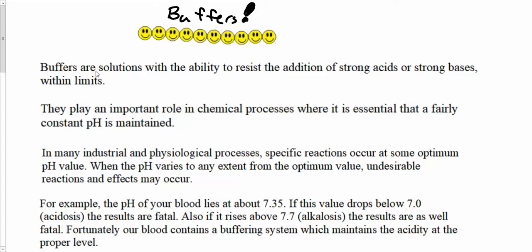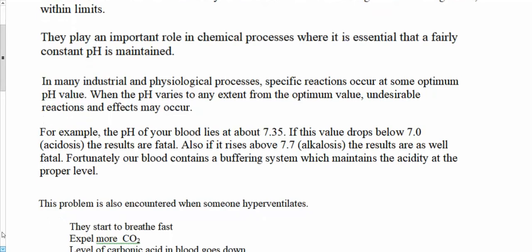So, buffers are solutions that have the ability to resist changes in their pH when a strong acid or a base is added to them. They're important in a lot of chemical processes where we need the pH to be constant. There are many industrial applications where we want our products to be made under conditions where the pH is very constant, so you'd want to have a buffer system in place.